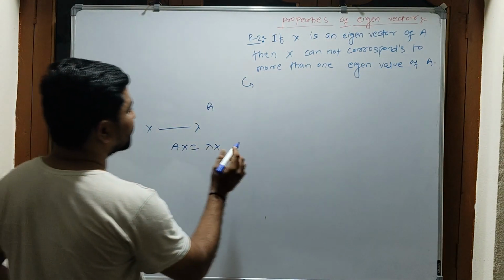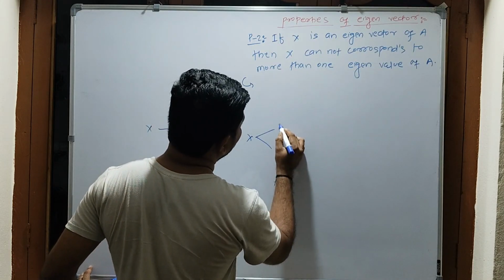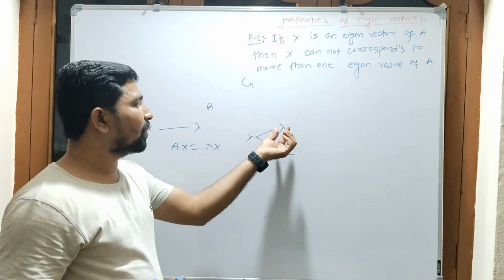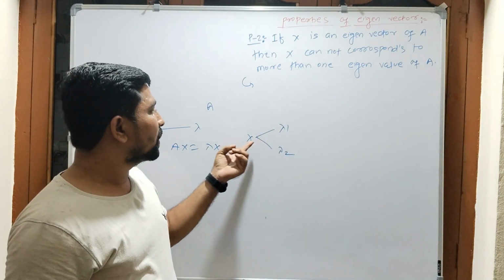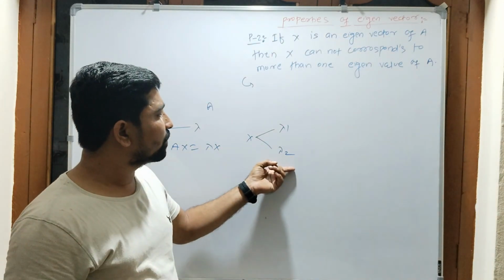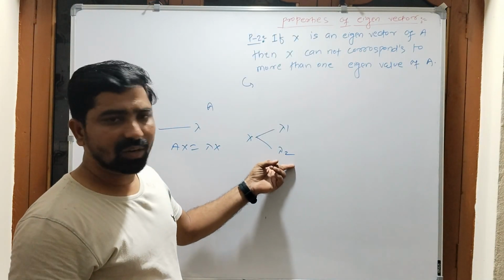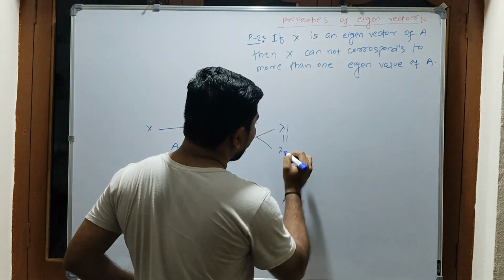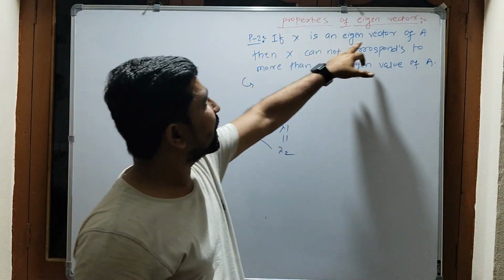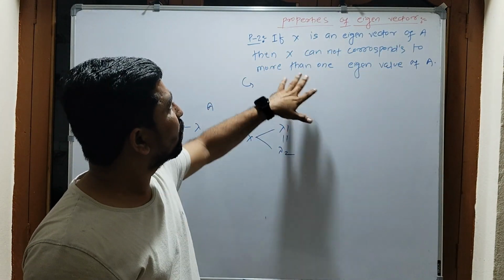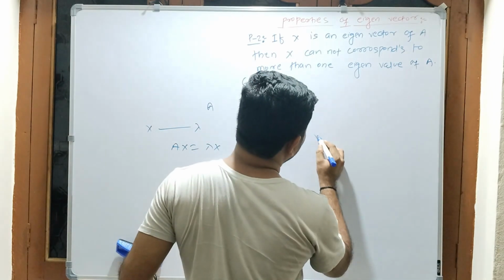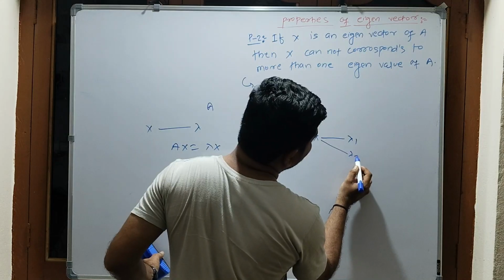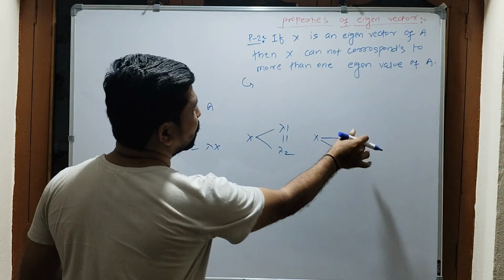They are saying that if x is an eigenvector, then x cannot correspond to two eigenvalues lambda 1 and lambda 2. Assume lambda 1 is the eigenvalue of A corresponding to the eigenvector x, and lambda 2 is another eigenvalue of A with corresponding eigenvector x. Then these two eigenvalues are actually the same. This means that if x is an eigenvector of A, then x cannot correspond to more than one eigenvalue. That is, each eigenvector has one eigenvalue. That's what we have to prove.